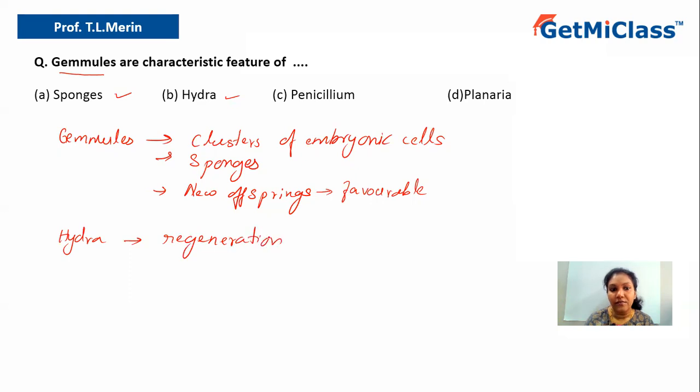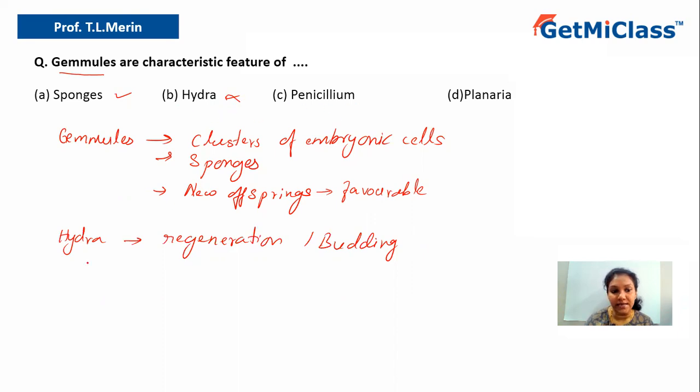Regeneration means that if any part gets detached from the body of the Hydra, that will develop into a new Hydra. That is what regeneration is. Also, it reproduces by something called budding. Hydra produce tiny outgrowths called buds, and when these buds get detached from the parent body, they give rise to new offspring. Hence option B, Hydra, is the wrong answer because they don't have gemmules.